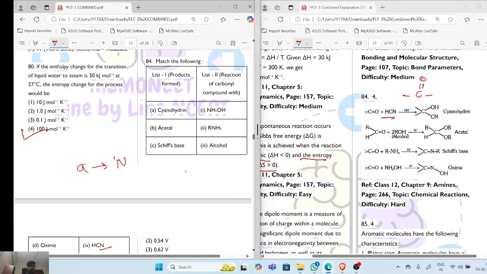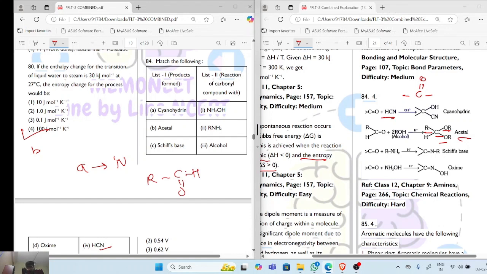Next, the reaction of the carbonyl compound with something else. Let's take acetal. So acetal can be formed. B can be formed. Acetal structure is C, OR, OR, and R group on this side. This can be formed by using R, C double bond O, H, means it can be formed by aldehyde.